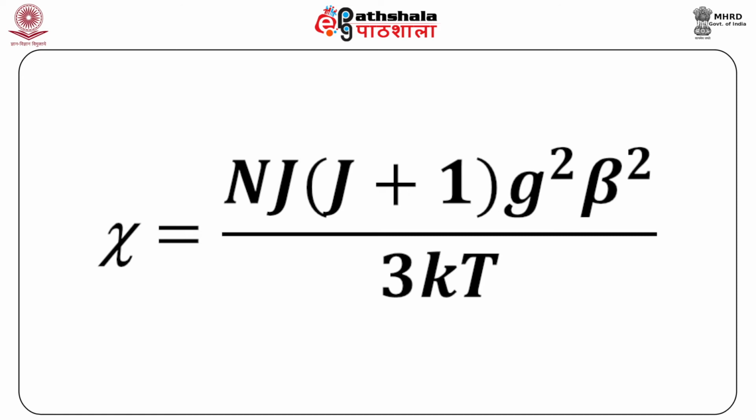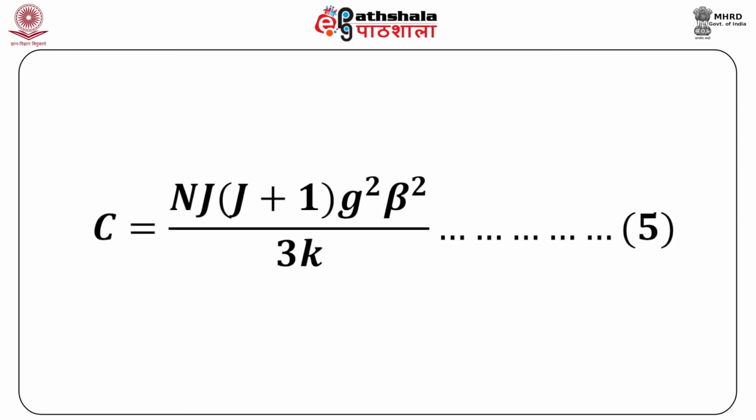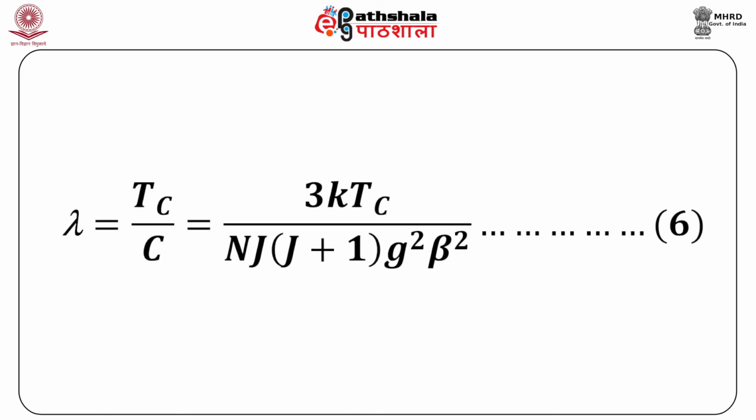The Van Vleck equation for the large multiplet width is shown on the screen, where J is the total angular momentum quantum number and C is the Curie constant. Then C = N J(J+1) g²β²/3k. From equation number 4 and 5, we may determine the value of the mean field constant λ. λ = Tc/C = 3kTc/(N J(J+1) g²β²).